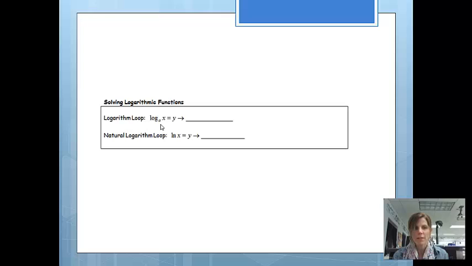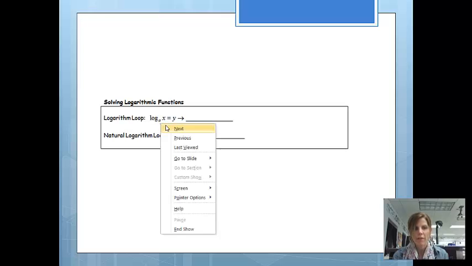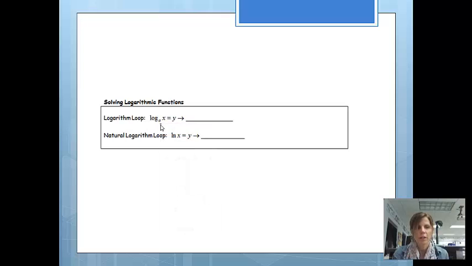My base is a, so to rewrite this problem in exponential form, we're going to have, let's try that again, a to the y is equal to x. So we followed a loop, starting at the base over to the answer to what we should get. So this is going to be a to the y is equal to x.